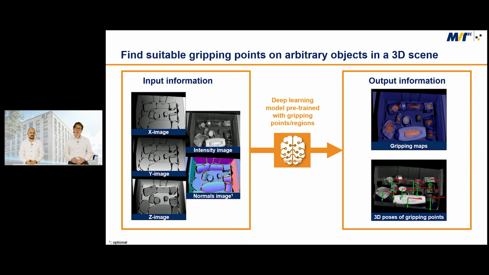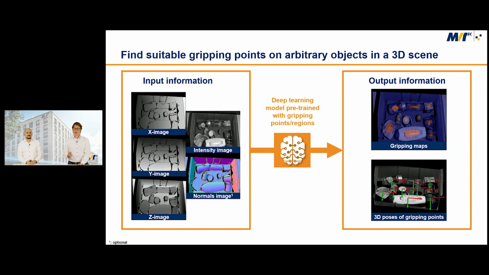Well, as inputs, you need a mapping of your 3D scene, an XYZ image and an intensity image. If you have it, you can also provide the model with a normals image. This is optional, but the normals will be calculated in the pre-processing of your data. And if you can provide the normals, pre-processing will accelerate quite a bit. For the outputs, we have a gripping map and the extracted 3D poses of the finally extracted gripping points.